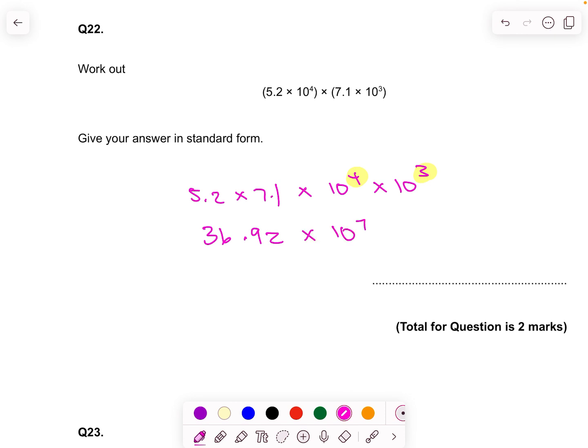The only thing is you get 1 mark for that, but it's not in standard form at the moment. I need to move the decimal point 1 place here so that it becomes 3.692. And then, because I've moved the decimal point, I need to add on 1 more to the indices here. So it's times 10 to the power of 8. Okay.